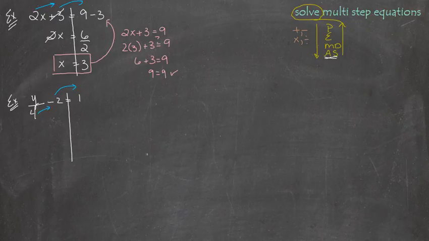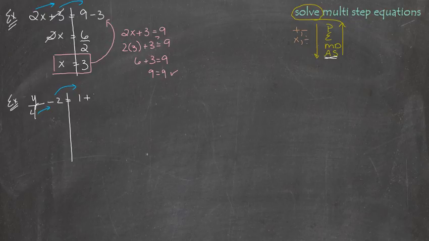So I'm going to move the -2 first because that's what my algorithm, PEMDAS, says when I'm solving, I have to work backward. So I'm going to add 2. The way I make the -2 disappear, -2 plus 2 becomes 0, is to add 2 to both sides.